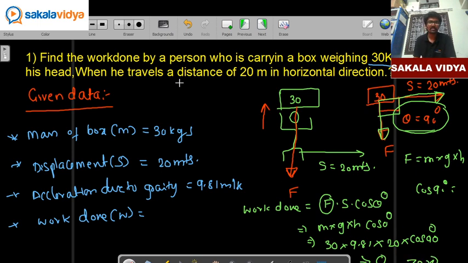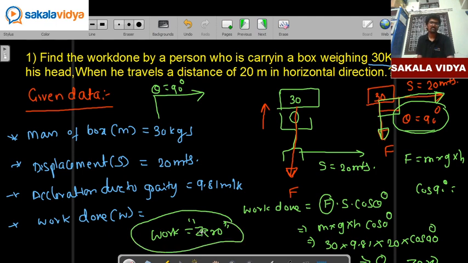So what is the work done by the person who is carrying a box of 30 kgs over his head when he travels a distance of 20 meters in the horizontal direction, as theta is equal to 90 degrees? Work done is nothing but 0. Work done by the body is 0.